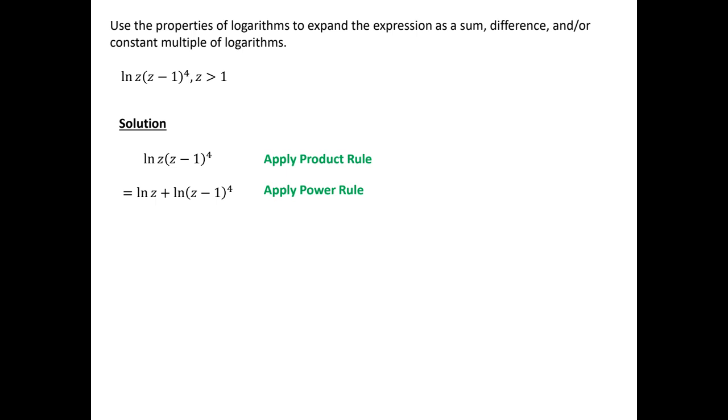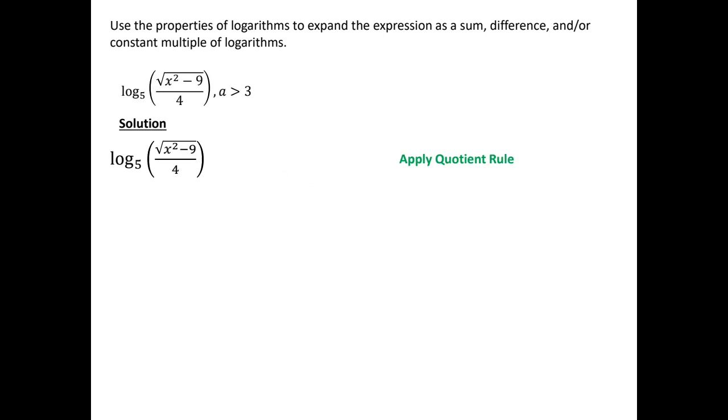But this one does have an exponent, like I had mentioned. I have an exponent of 4, so I need to multiply that 4 to my log. So it's going to give me the second line, natural log of z times 4 times natural log of z minus 1. Okay, now, can I do anything else? No. So here, this is my final answer.